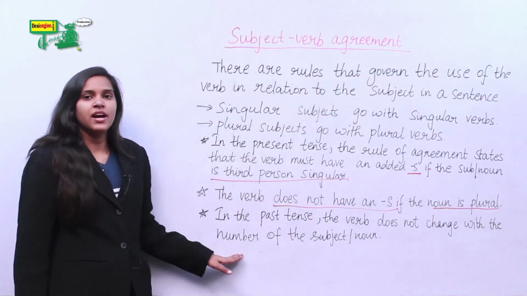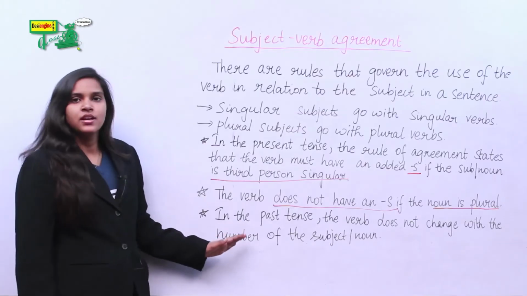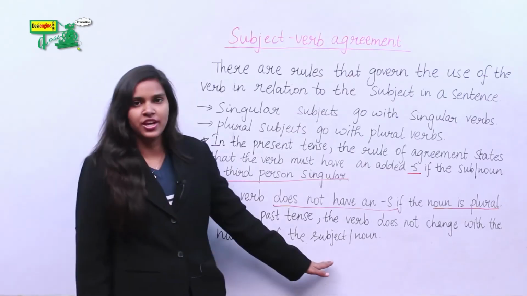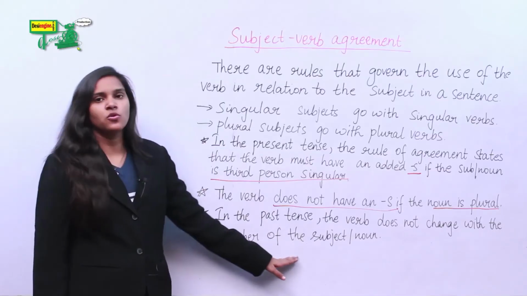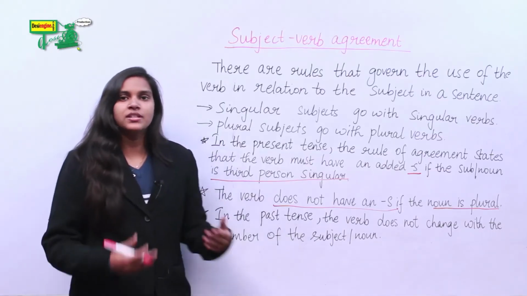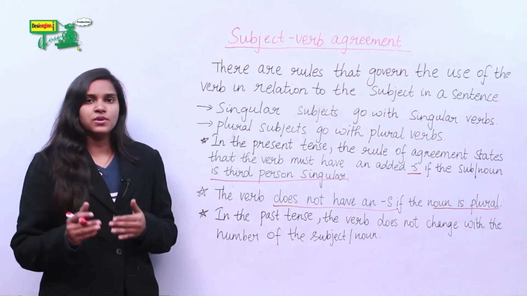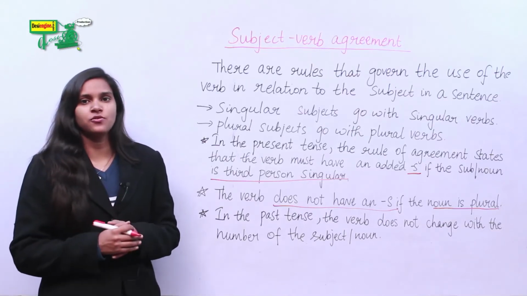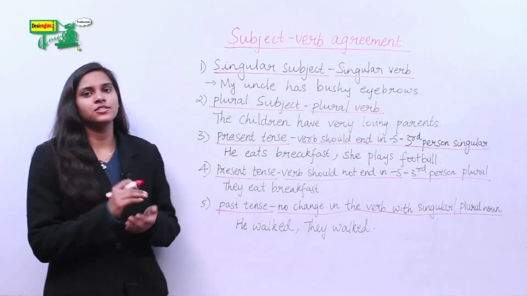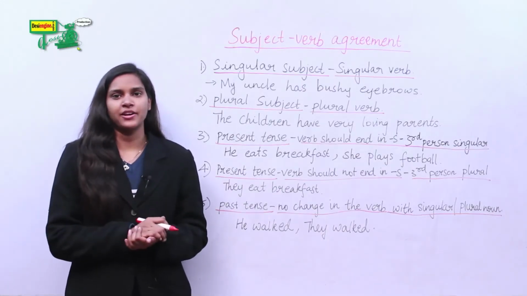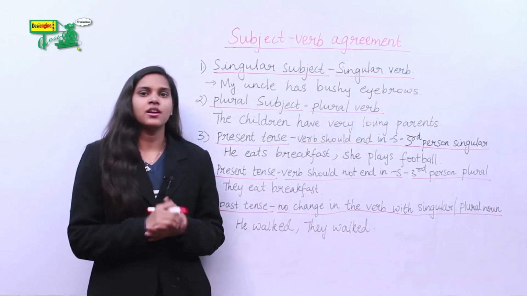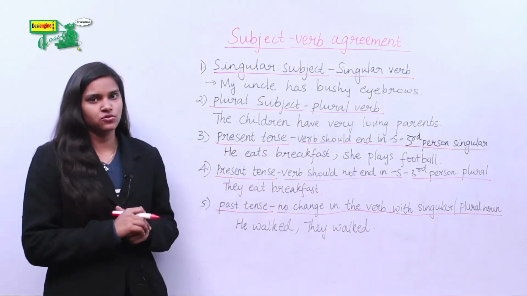The last rule is that in the past tense, the verb does not change with the number of the subject or pronoun. Whether the subject or noun is singular or plural, the verb in the past tense does not change its form. We learned the different rules of subject-verb agreement. Now let's take a look at the examples of these rules.